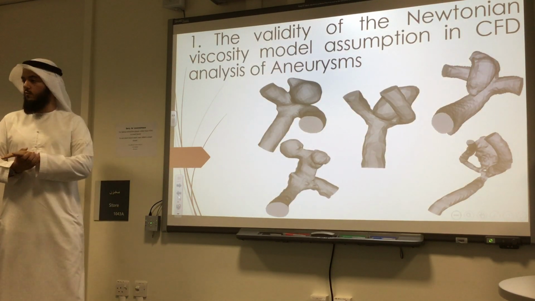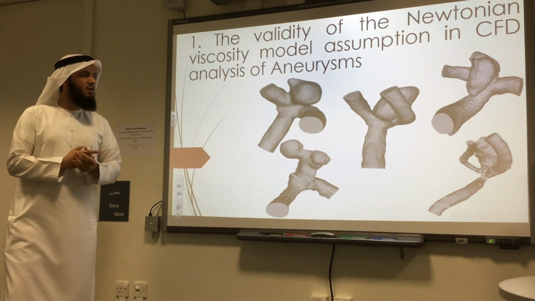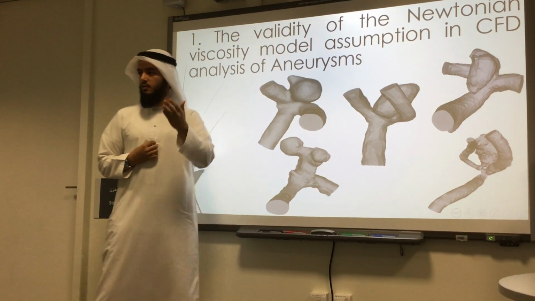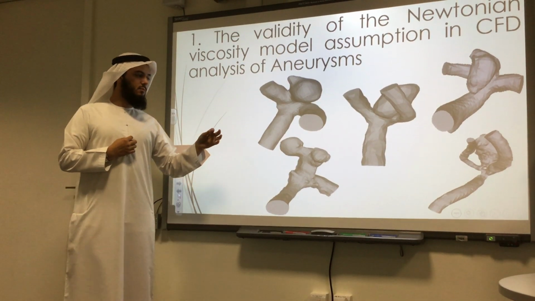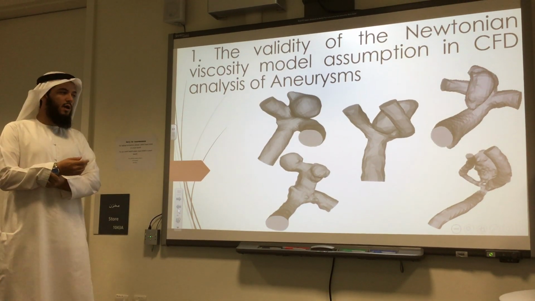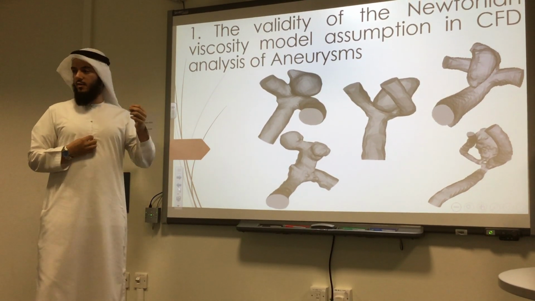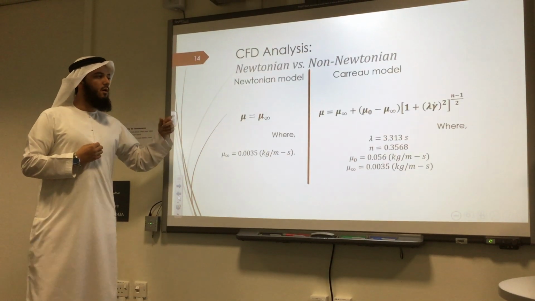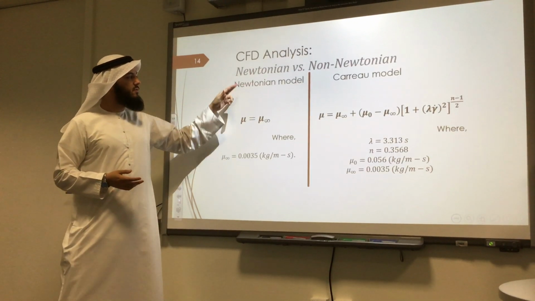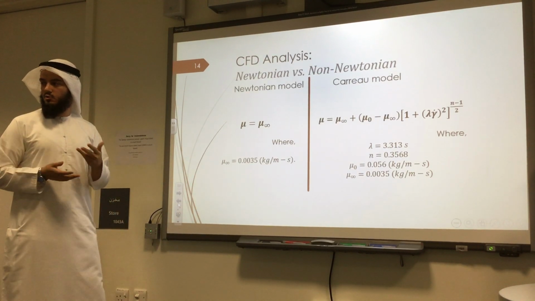So now I'll start with the first objective. It's called the validity of the Newtonian viscosity model assumption in CFD analysis of aneurysms. Basically, we have 5 patients, data that we got from Tawam Hospital. While reading research, we notice that researchers are using an assumption which we think is not valid. The assumption is that usually blood is a non-Newtonian fluid, but they assume that blood is a Newtonian fluid. So they do this to make their life easier, to make the solution easier.